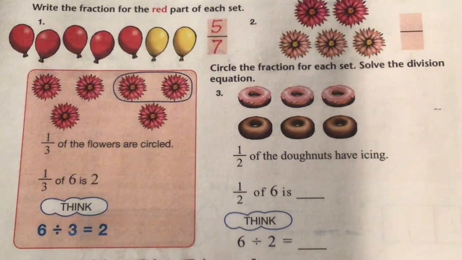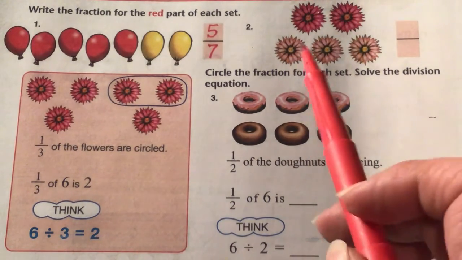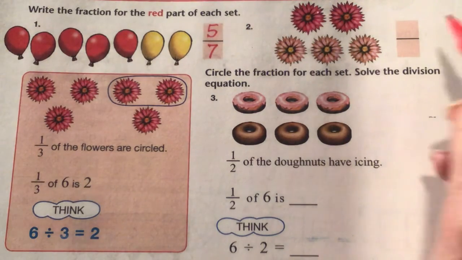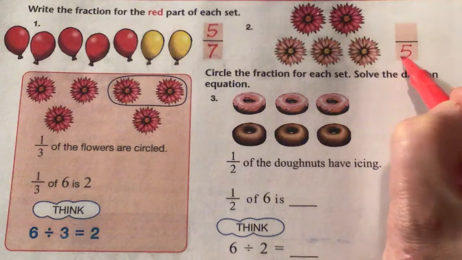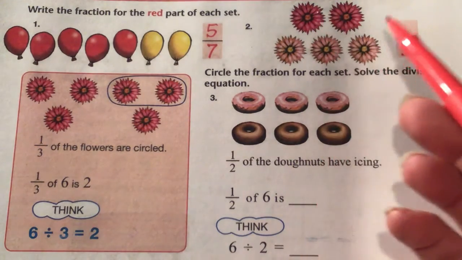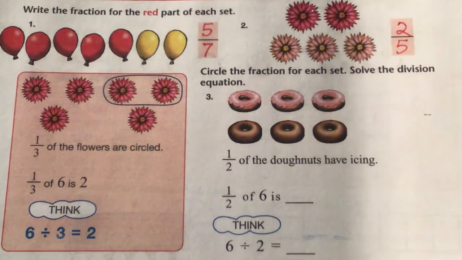5/7 are red. And number 2, they want us to write a fraction expressing what fraction of the flowers are red. Well, how many flowers do we have all together? We have 5. How many of those are red? 1, 2. So 2/5 of the flowers are red. All right, that's kind of like what we did last time.